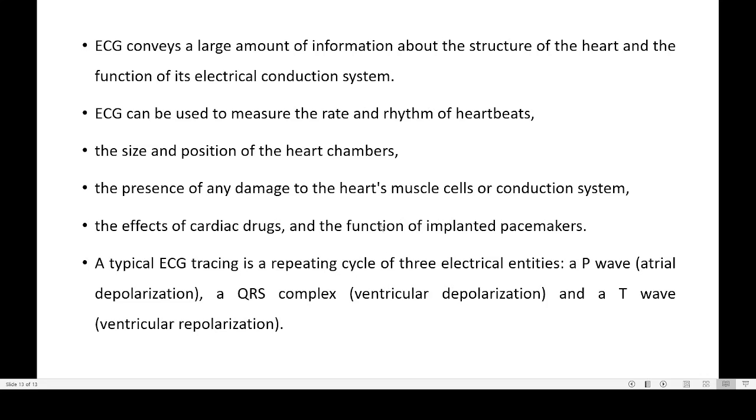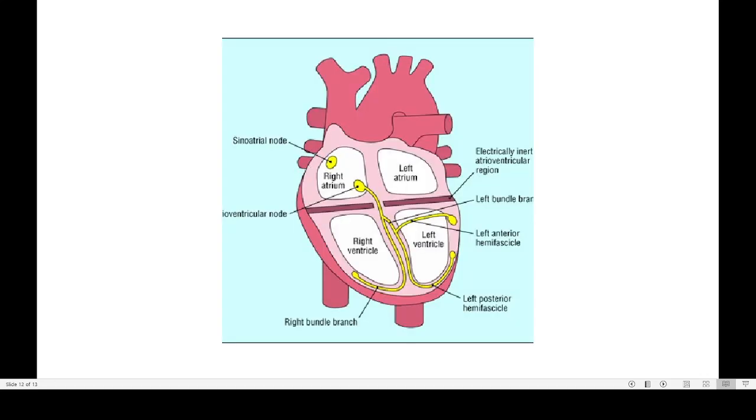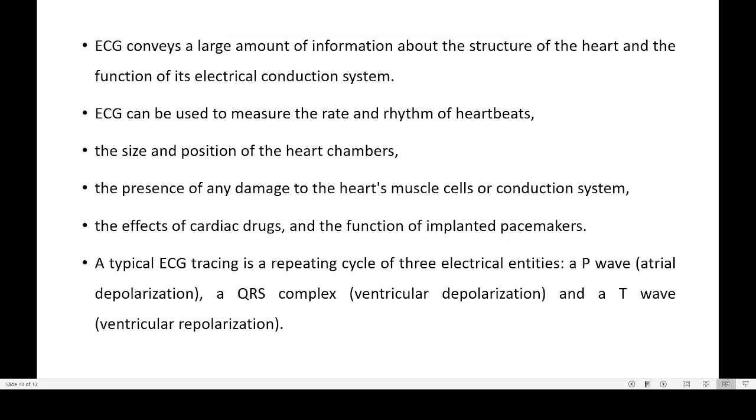It is used to measure the rate and rhythm of the heart. That is one thing that we will be getting. Second message is regarding the position of the heart chamber. Here you can see that this is the position of the heart chamber. If something is wrong with the positioning of the heart chamber, that will be reflected in ECG.